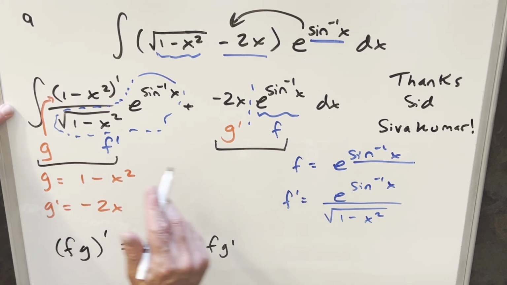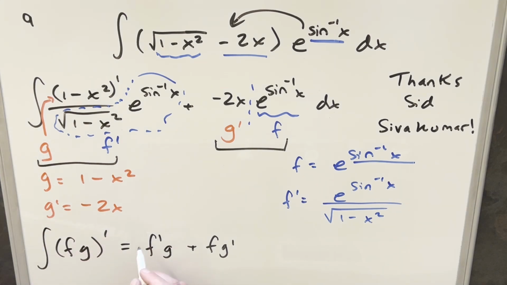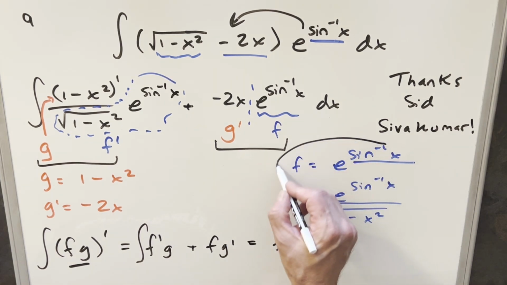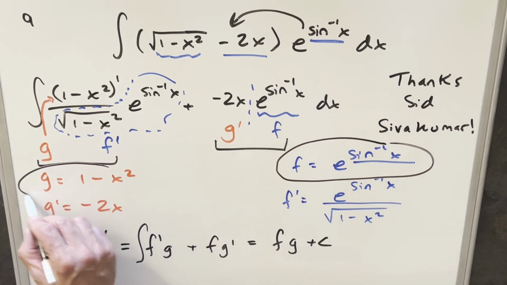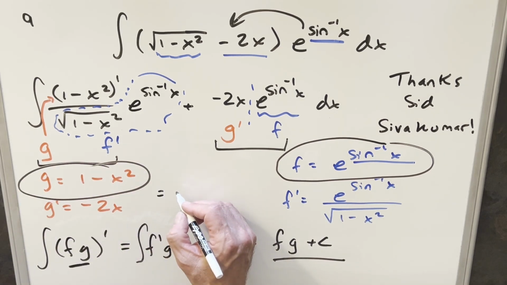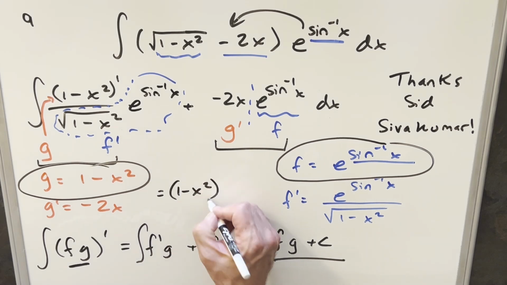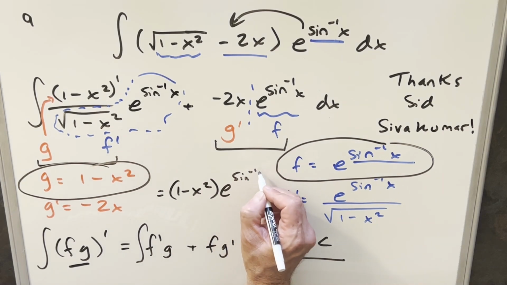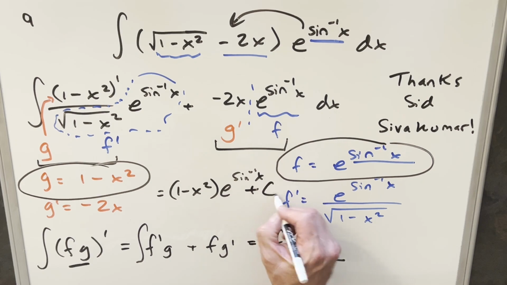Now, all this stuff is inside of an integral, right? Well, if we integrate here, we have the integral of a derivative. This is just going to give us back this for the result. So with this all being in this form, we know our solution is going to be just f times g plus c. And we have this all set up where we know our f value, we know our g value. So putting it together, for our final solution, we're just going to have 1 minus x squared times e to the arc sine of x, plus c, and that's it.